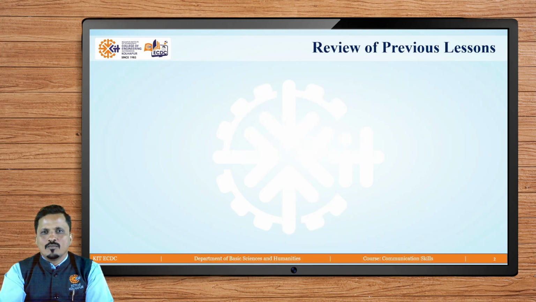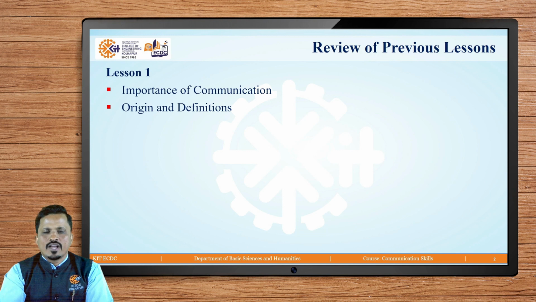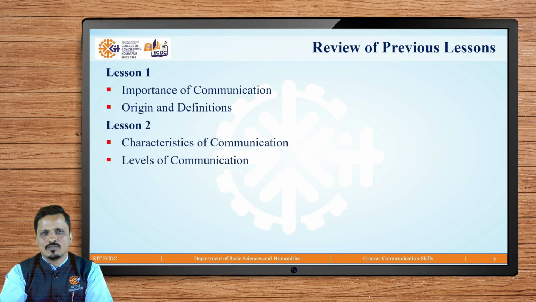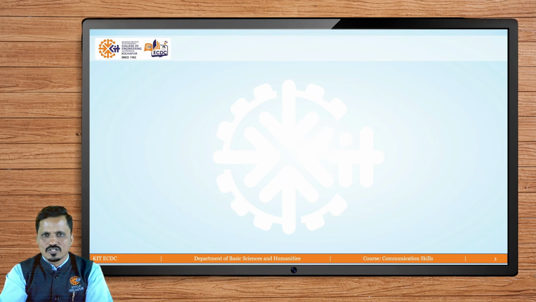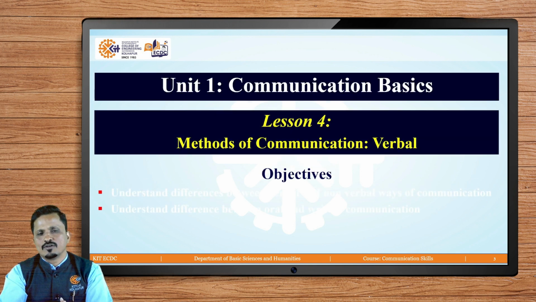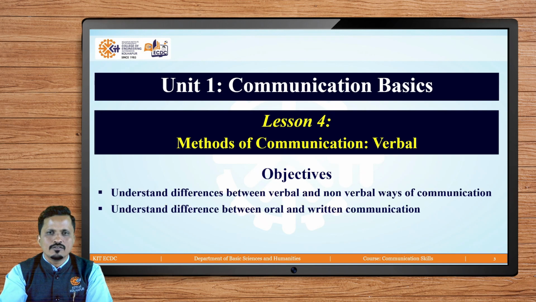In units number 1, 2 and 3, we have seen, let us take the review of the first 3 units. Unit 1: importance of communication, origin and definitions. Lesson number 2: characteristics of communication, levels of communication. And lesson number 3: elements of communication, communication cycle, communication process. The fourth lesson, lesson number 4, deals with the methods of communication, verbal and non-verbal, but this lesson will focus on the verbal method of communication.